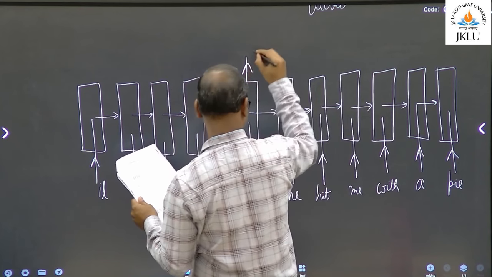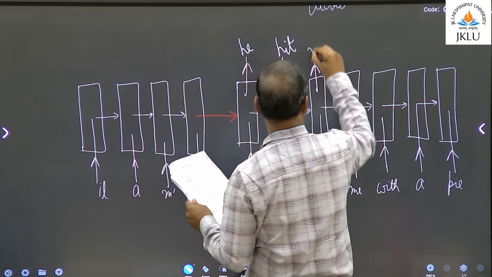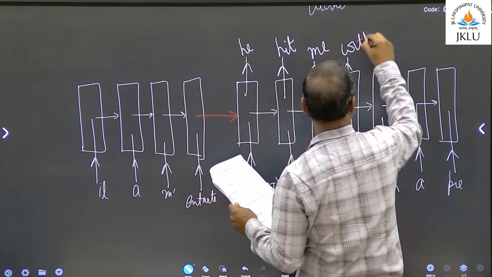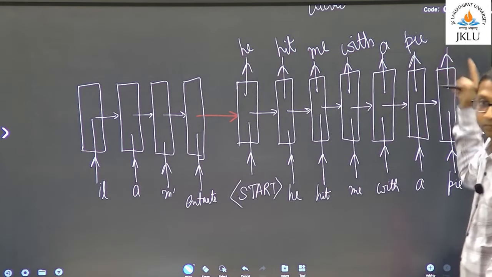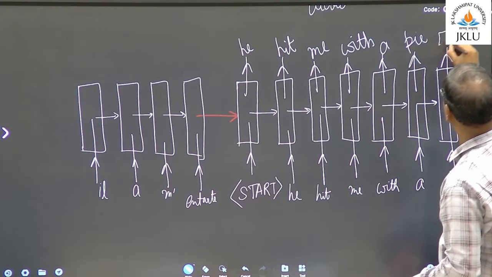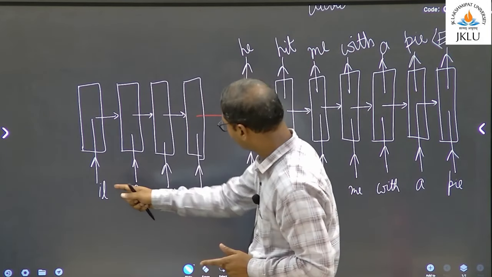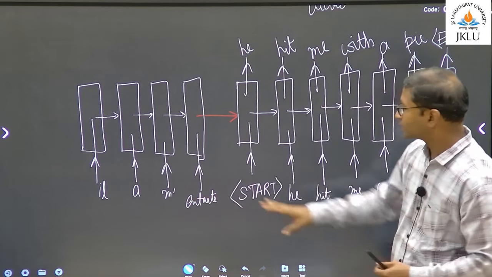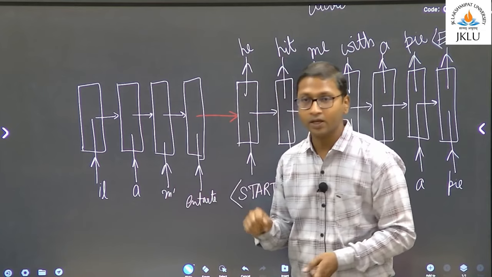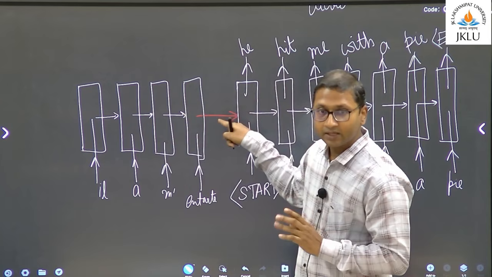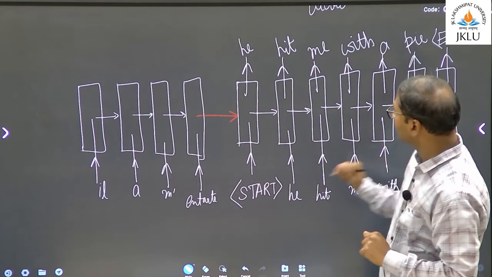Now, what will be generated here? He hit me. What will be generated here? This is a French sentence saying "Il m'a frappé." Do you think this one small sentence is encoding so much? They have just one word for "hit me with a pie." Now, you are encoding everything in this one vector, same as before. I have just written two sentences. This is French, and this is the English translation of it. This one vector is encoding everything.